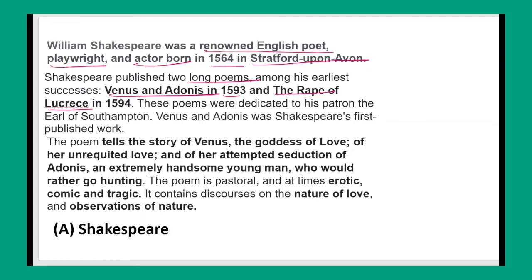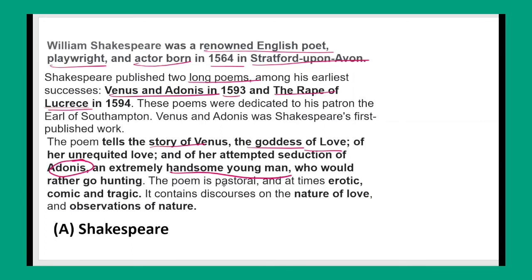But we should know that Venus and Adonis tells the story of a very different kind, a Greek story that we can see here. It is the story of Venus, the goddess of love, of unrequited love, and of her attempted seduction of Adonis, an extremely handsome young man. Here we can see one more person, Adonis. She wanted to seduce Adonis, she wanted to win his love.